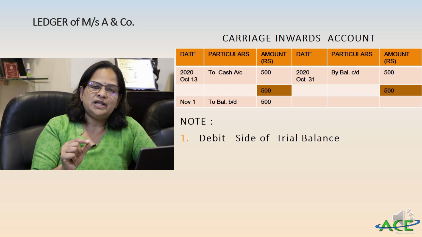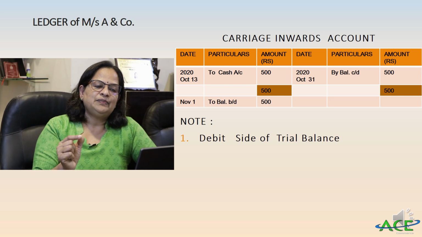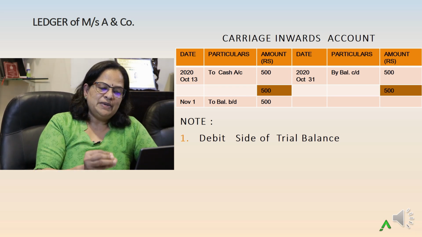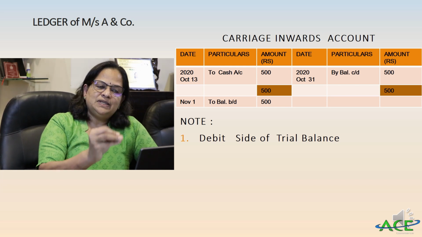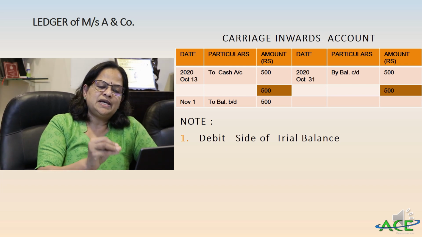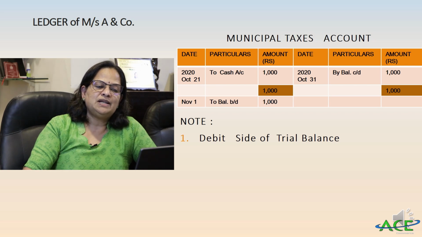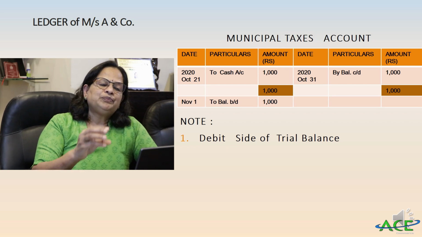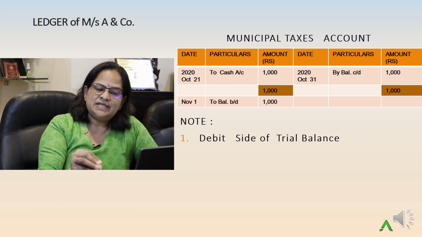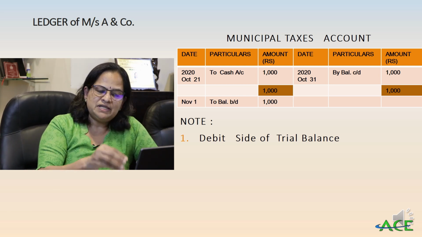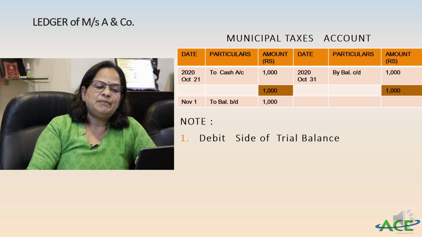So this is one important item, you have to prepare separate ledgers. Carriage inwards, only debit side 500 is there, credit side no corresponding entry. That means this ledger account has a debit balance and this will go to the debit side of the trial balance. Municipal taxes account, only debit side entry is there, 1000. So this will have no credit side entry. So this item will appear on the debit side of the trial balance.